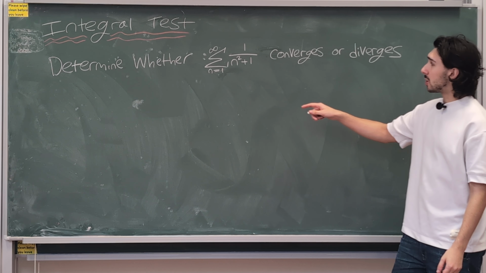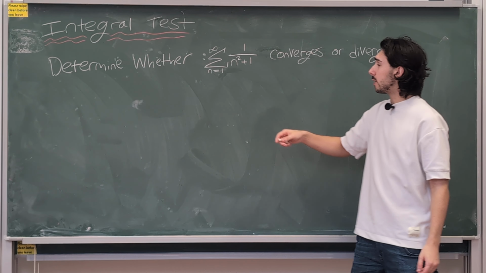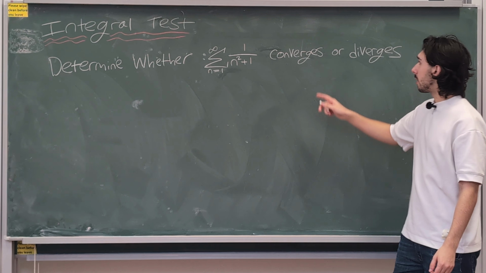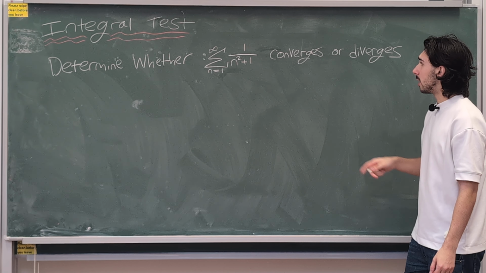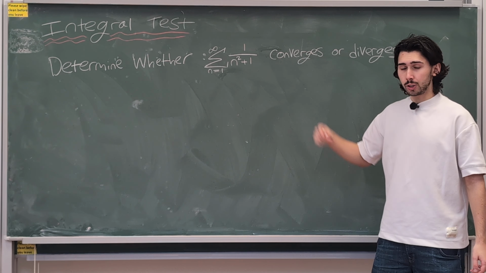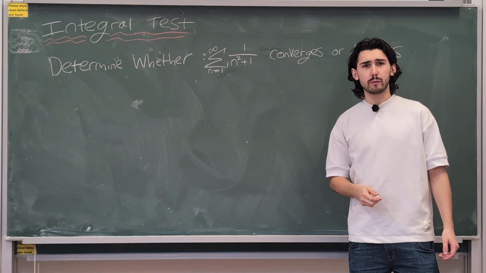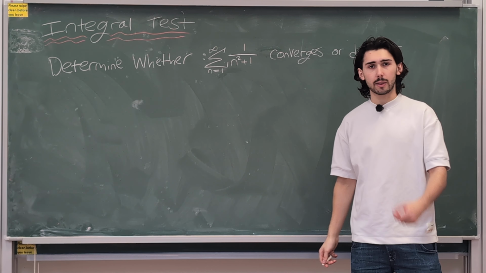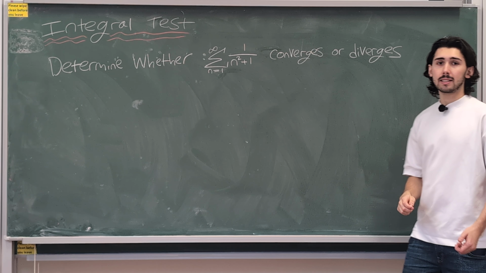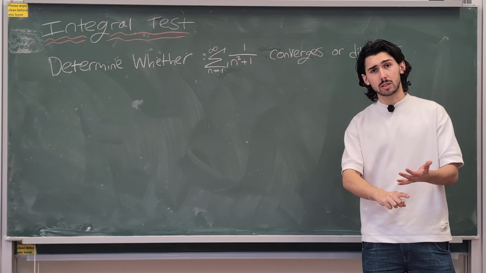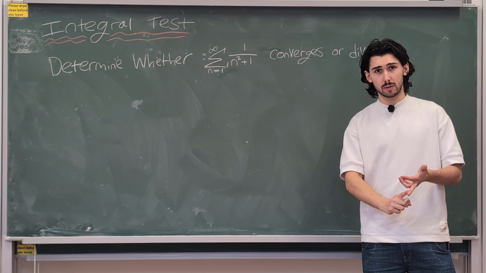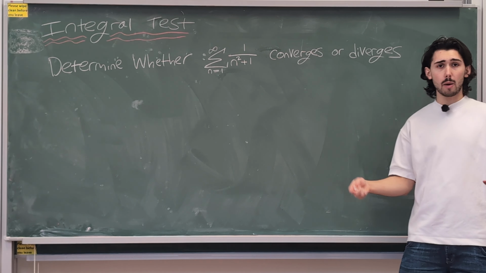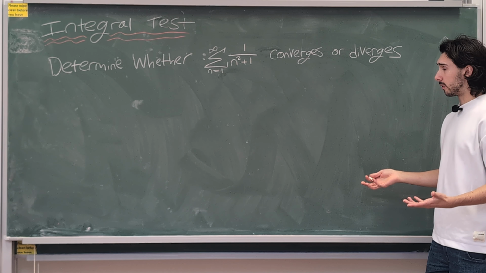In this video we want to determine whether the sum from n equals 1 to infinity of 1 over n squared plus 1 converges or diverges. As a recap, if it converges, that means it is equal to a finite value, like the number 10 or something like that. If it diverges, it's equal to infinity minus infinity, or it is undefined. So that's not good. So we want to determine whether or not it is one of those things.